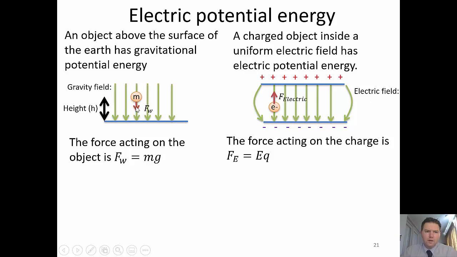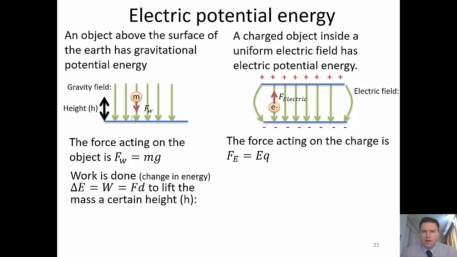The higher you hold something in gravity above the Earth, the more gravitational potential energy it has. Also, the more work is done to get it there. A similar kind of idea applies in electric fields. Work is done. Another name for work is change in energy, which is force times distance. So the more force I apply, or the larger the distance, the more work is done, and the more potential energy it has.